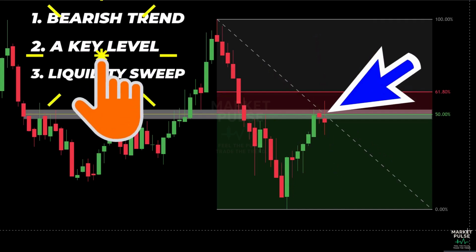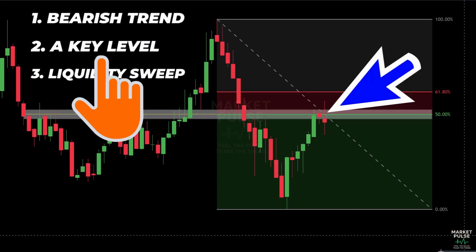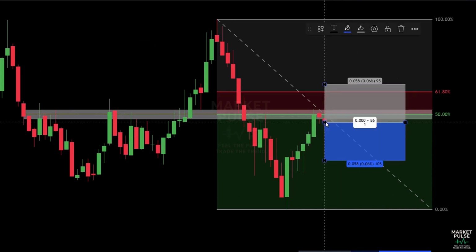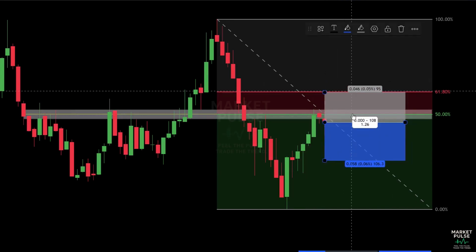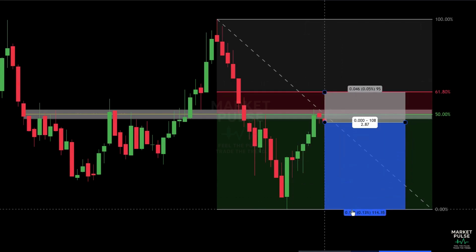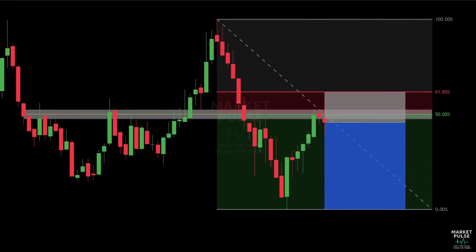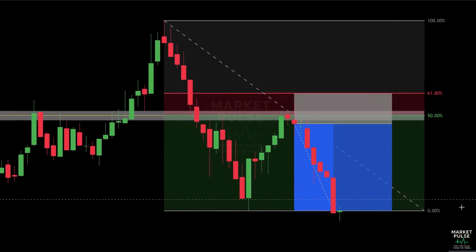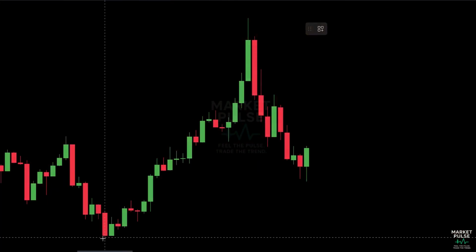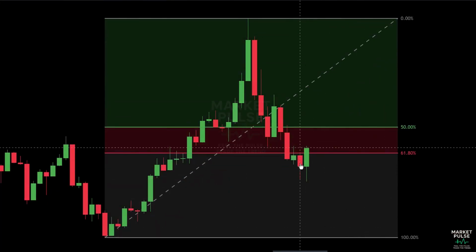With all three TLLL components in place, trend, level, and liquidity, we now have a high conviction short setup. Here's how you execute it. Enter at the close of the pin bar. Place your stop just above the wick. Your target is the next support level below. As you can see, price respects the setup and drops right into profit. This is the power of combining Fibonacci retracement with the TLLL method. It gives you structure, clarity, and confidence in your trades.